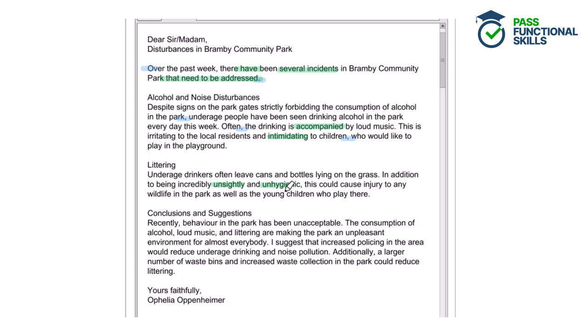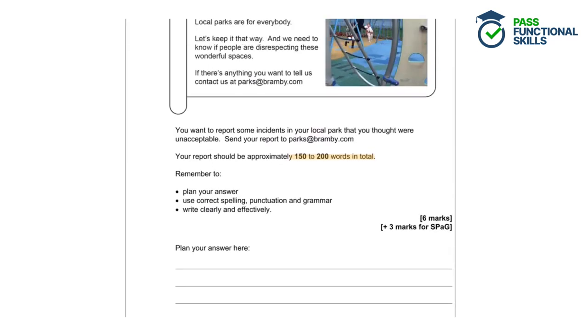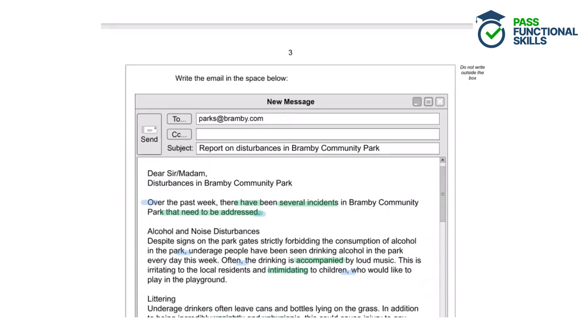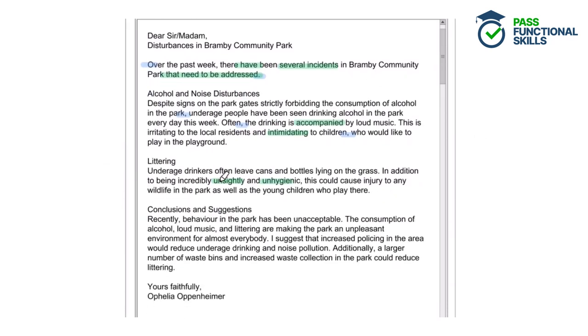You need to also make sure that you're including a relevant range of details. So read through the question really carefully and look at what details you've been asked to include. So we have been told that we need to report some incidents in the local park that were unacceptable. So we need to give some negative opinions about these incidents, and we need to explain that they are unacceptable in the community. We've definitely got evidence of this in this answer. So we've given some details about the incidents, and then we have given some suggestions about what can be done to address them. We focused on the topic of disturbances in Bramby Community Park throughout the answer.